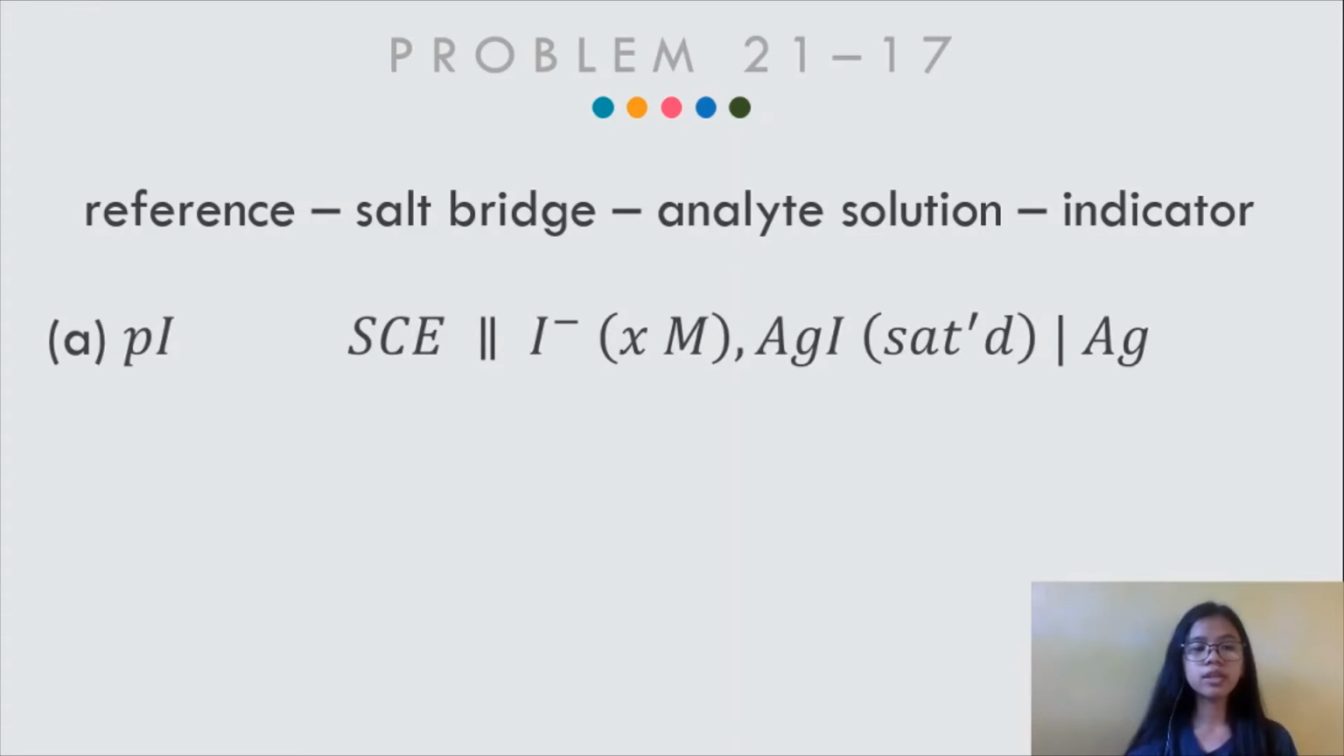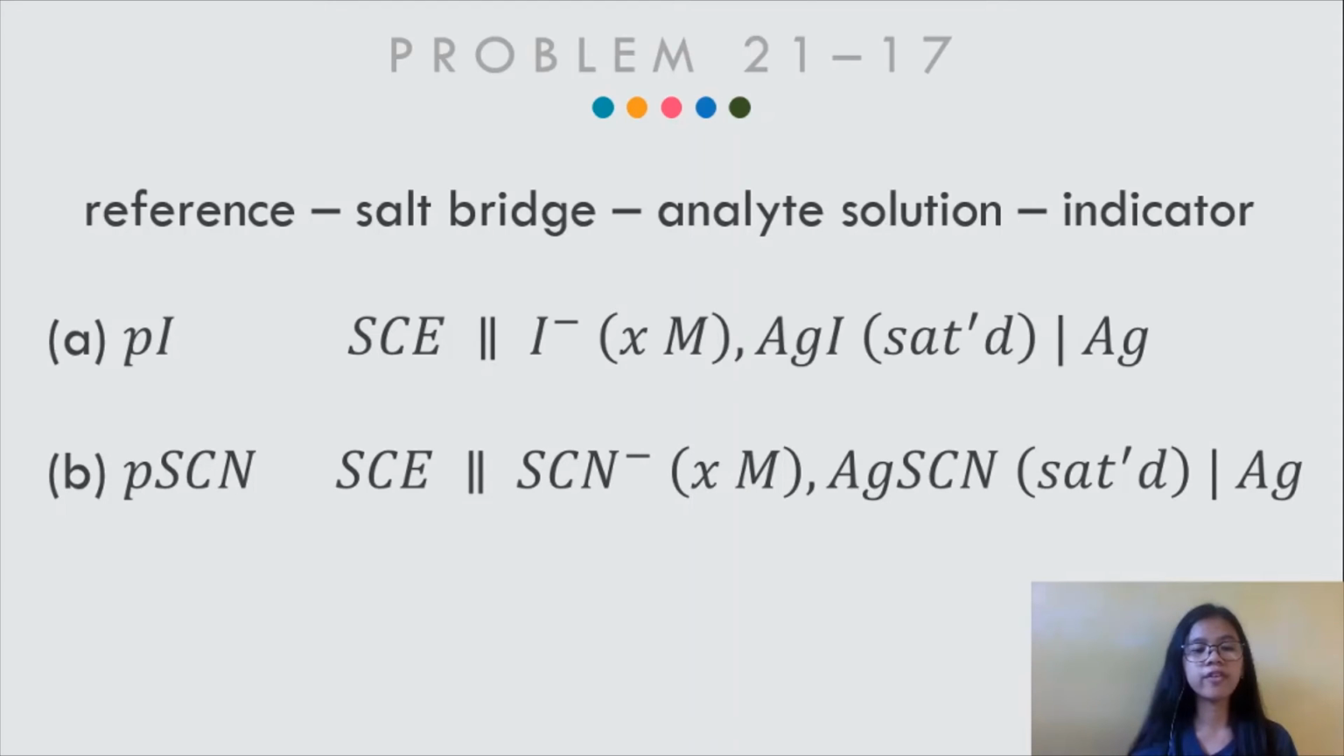So for the first one, for pI, the reference would be the calomel electrode on the left, the salt bridge as depicted by the two straight lines, the analyte solution containing iodide with a known molarity, and the silver iodide, which is saturated, and separated by a single line to the indicator, which is silver. For the second one, we have the reference, which is the calomel electrode on the left, followed by the salt bridge, then thiocyanate with unknown molarity, then silver thiocyanate, which is saturated, and the indicator, which is silver.